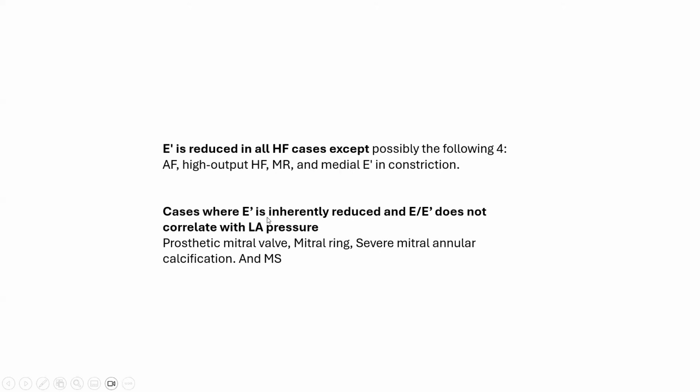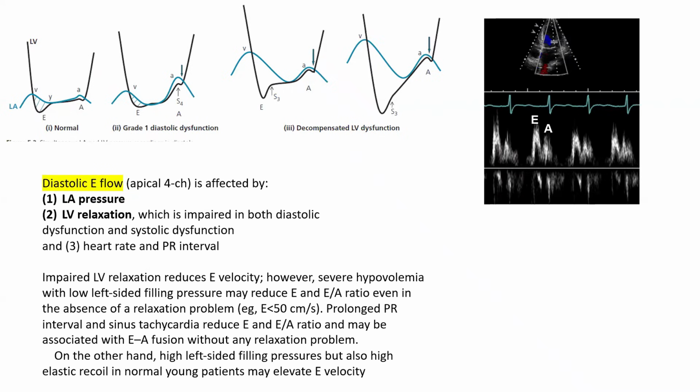However, the exact E prime number doesn't correlate exactly with the degree of mitral elastic recoil. So the exact E prime number cannot be used in the E to E prime calculation. Those patients have low E prime and they do have diastolic dysfunction, but the actual E prime number is not accurate. Those are the patients with some mitral annulus issues, such as prosthetic mitral valve, mitral ring, and severe mitral annular calcifications. Now I want to explain E velocity, then I will explain E to E prime ratio.